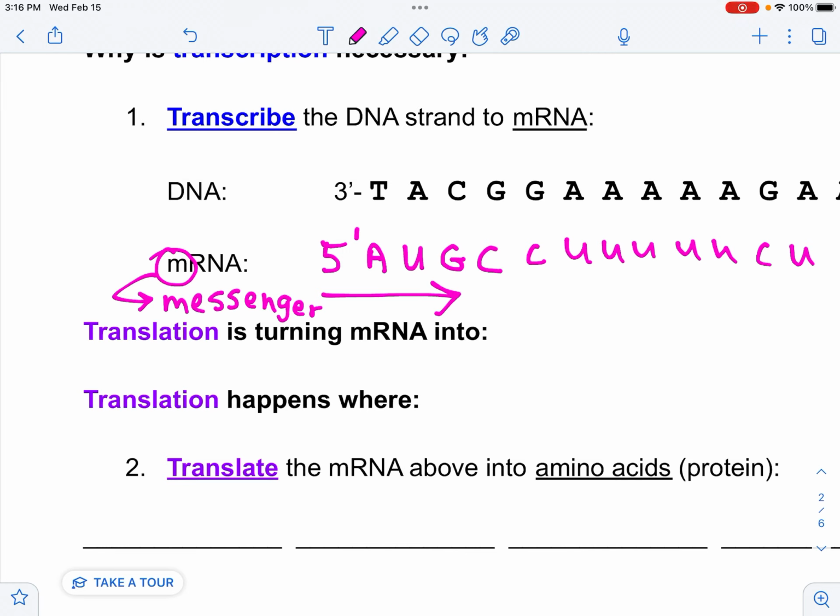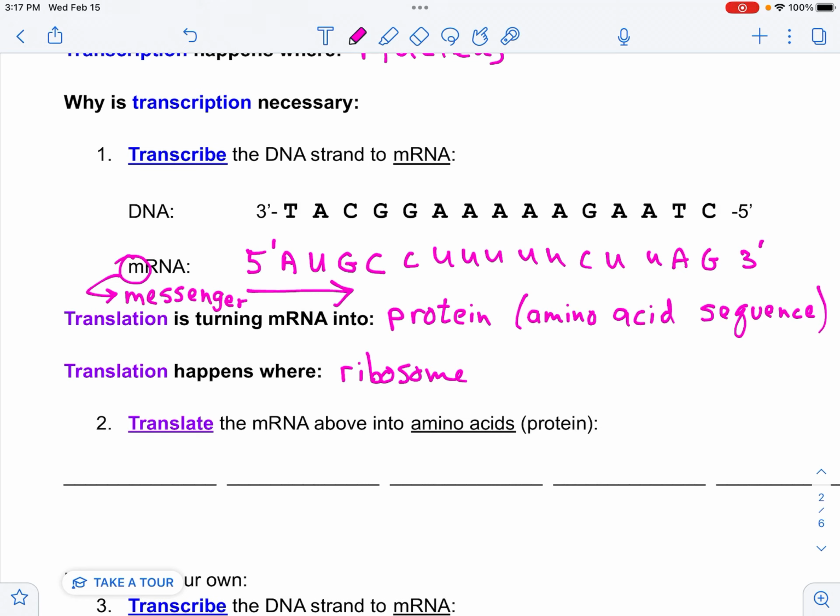Okay. Translation happens again at the ribosome. I already said that. So you have to be careful. There's two words that start with a T that sound very similar. Transcribe and translate. Okay, transcribe is the first part. Translate is like a new language. We're going to go from a nucleic acid code to an amino acid code. So it's like a different language. That's why they use the word translate.